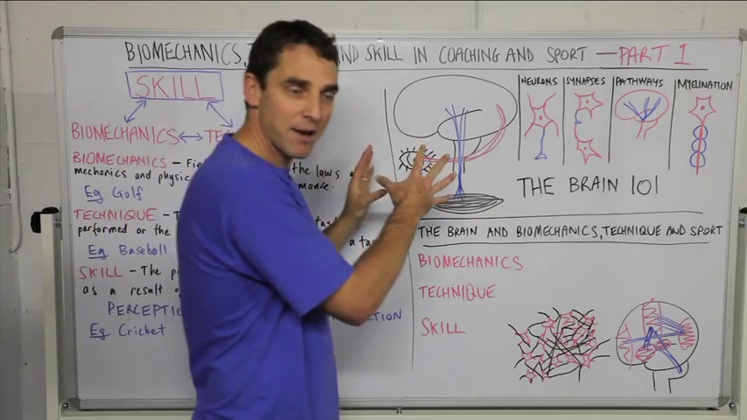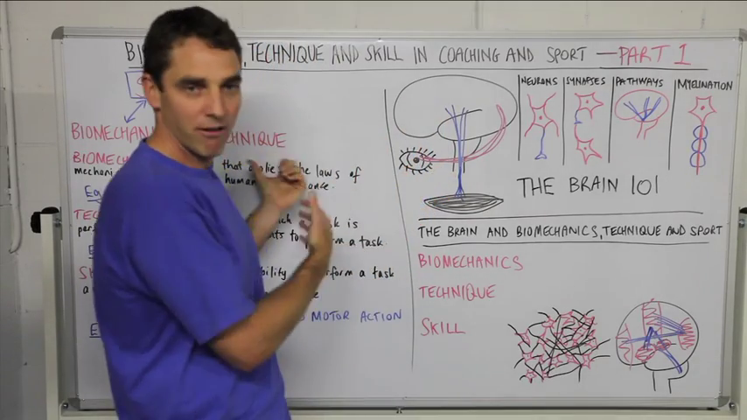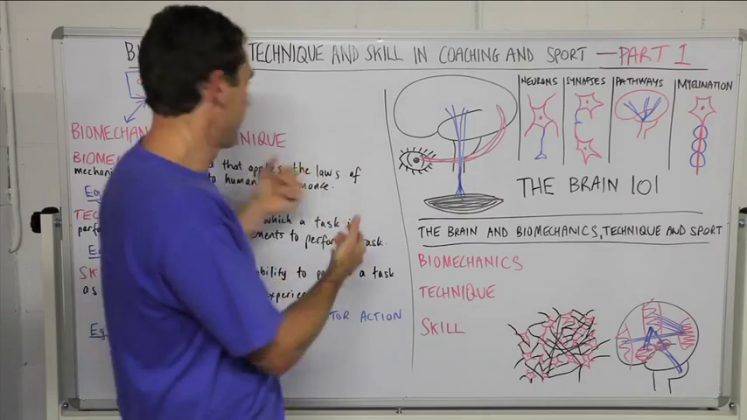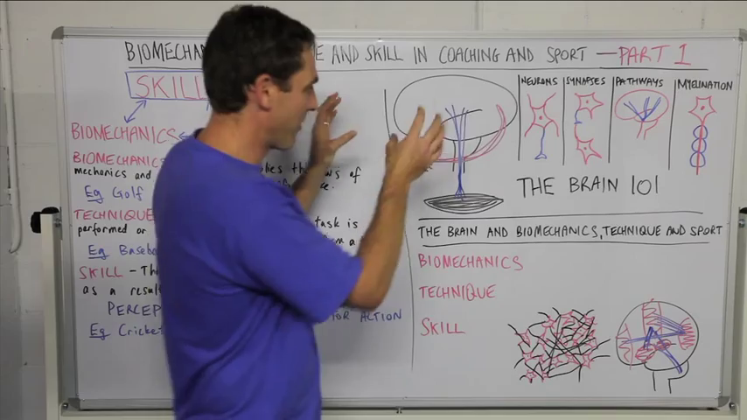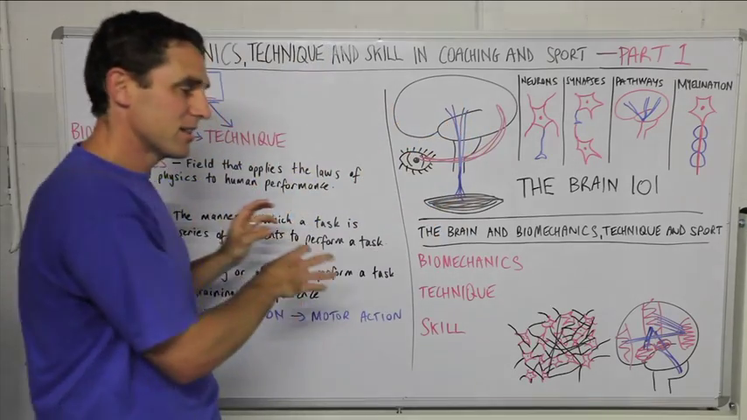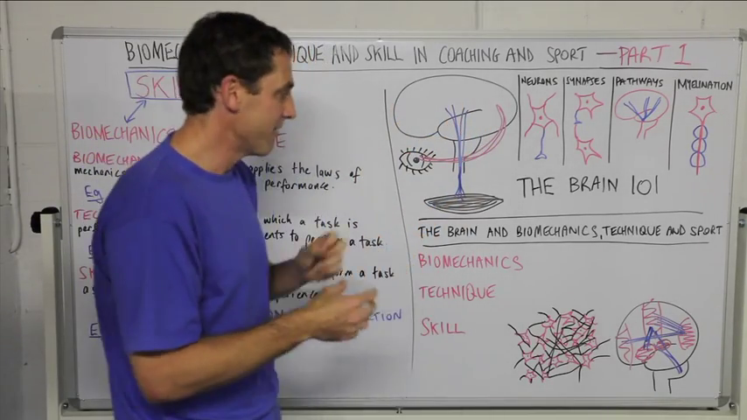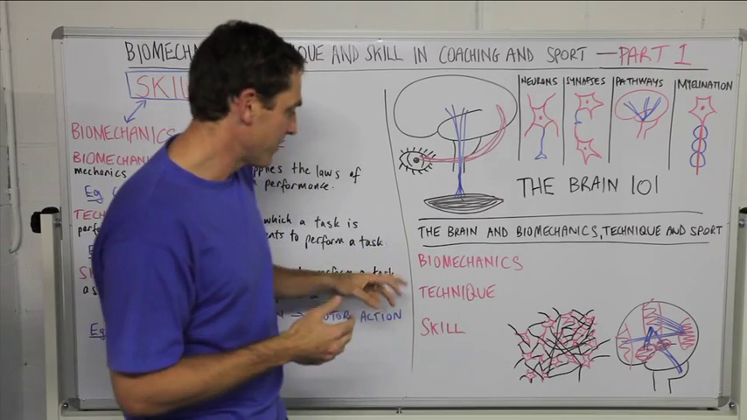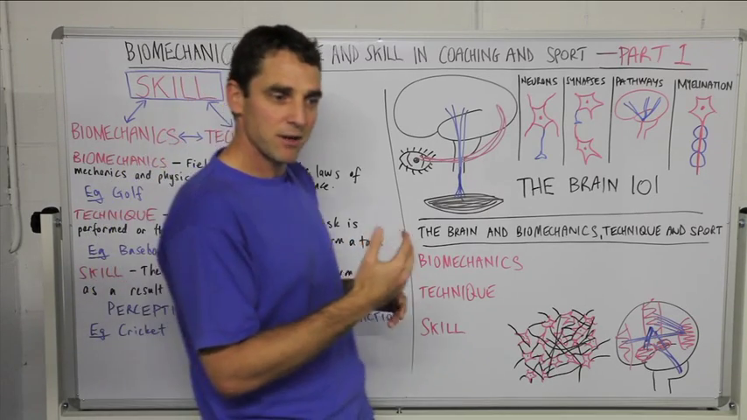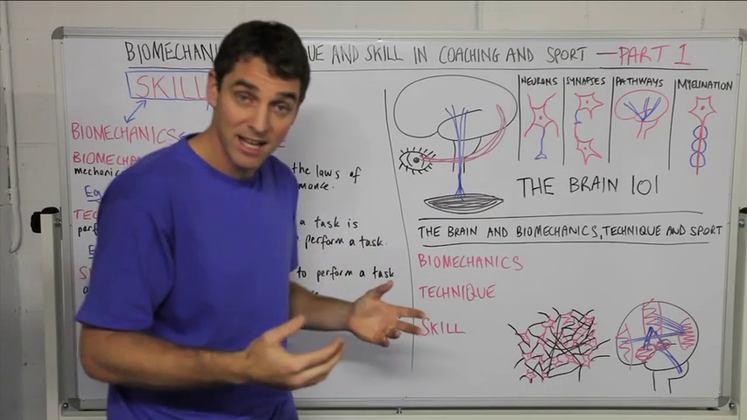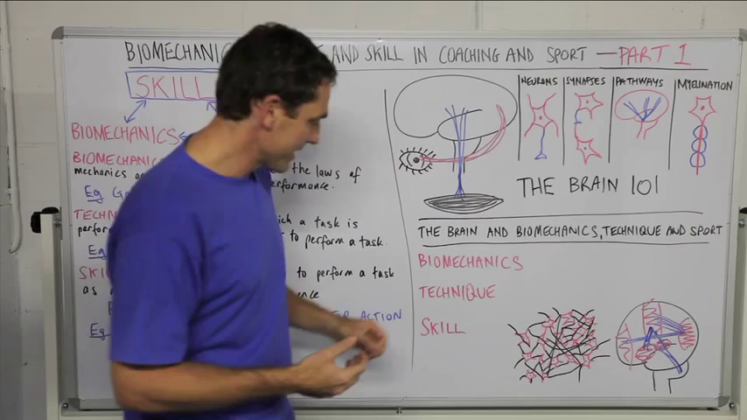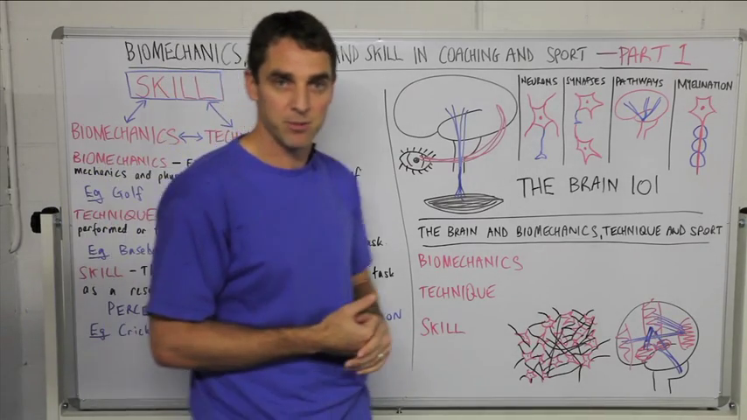Okay, so that's the brain, but that doesn't actually give us a much better understanding of skill, biomechanics, and technique. So let's put some of that together with some of this. We can have a crystal ball and have a little bit of a think about what allows someone to be biomechanically efficient from a brain perspective? What allows them to be technically sound from a brain perspective? And what allows them to be skillful from a brain perspective?